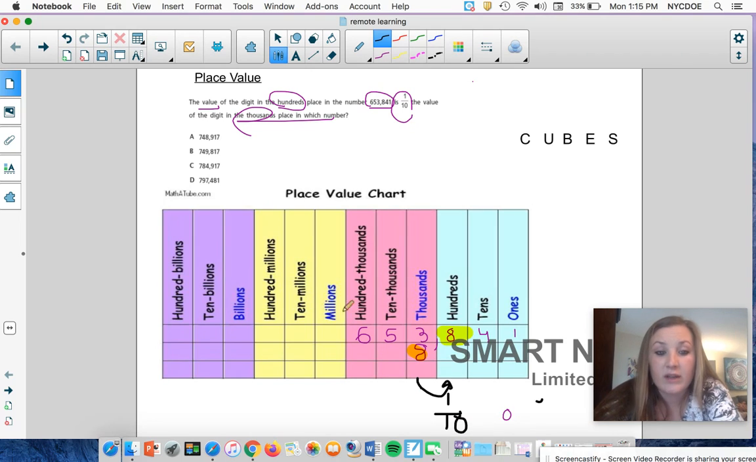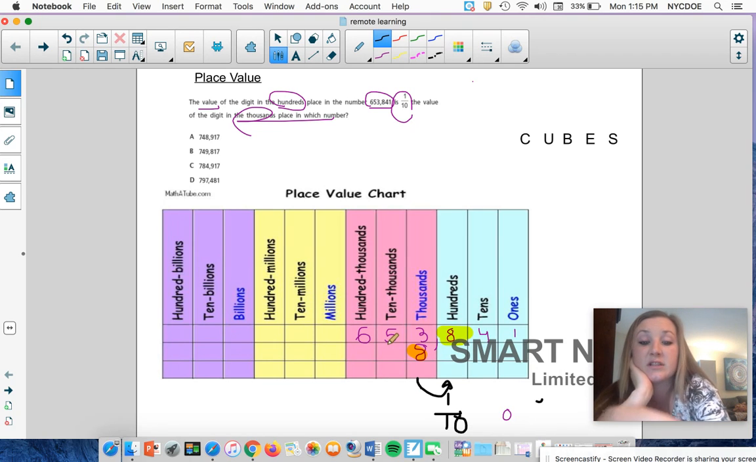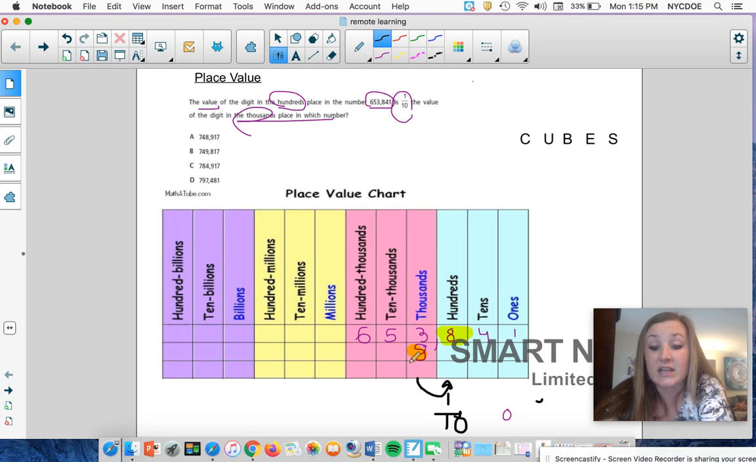So let's look to see a number that has an 8 in the thousands place, because that's what it says. Remember, if we reread the question, it says the value of the digit in the hundredths place in the number 653,841, so here's my 8, is 1/10 the value of the digit in the thousands place in which number? So now that we identified my hundredths place being here, and that we need to find an 8 in the thousands place, because that's going to give us a number that's 10 times larger. So the number you're essentially finding has an 8 that's 10 times larger than the 8 in the hundredths place. Do we have one of our answers that has an 8 in the thousands place?